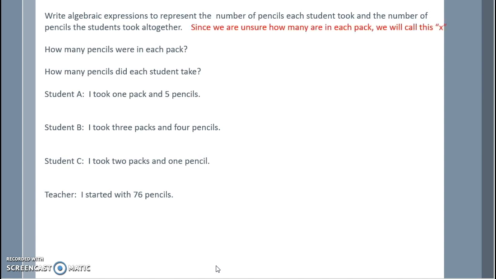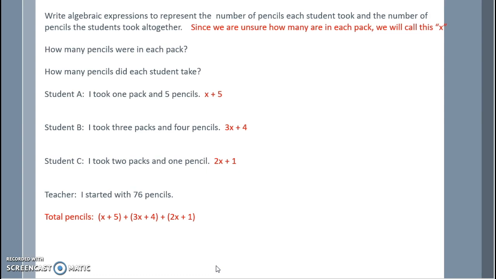Let's start with student A. Since we are unsure how many are in each pack, we will call a pack x. So student A took 1 pack and 5 individual pencils. Student B took 3 packs, so 3 x's, and 4 pencils. Student C took 2 packs and 1 pencil.